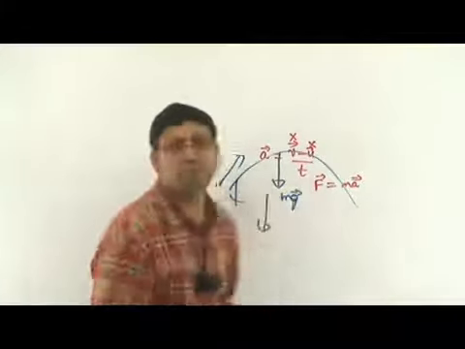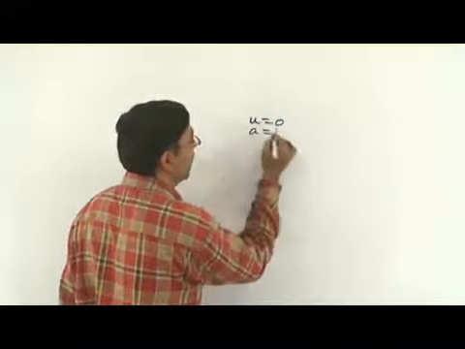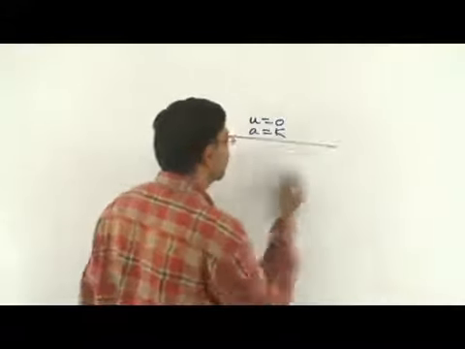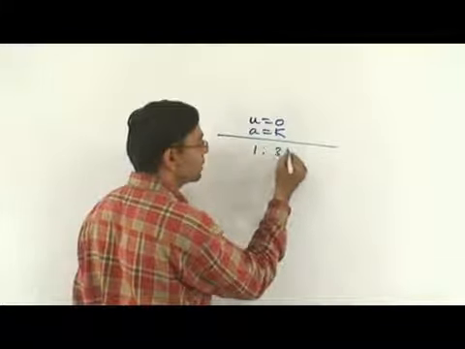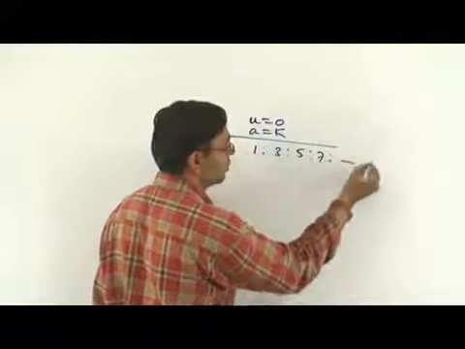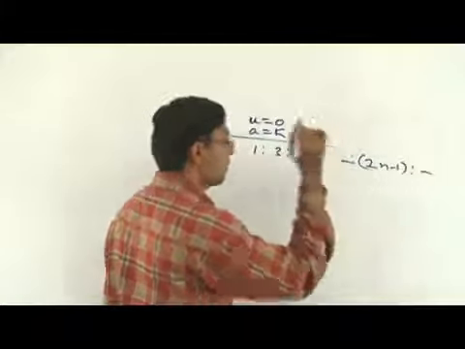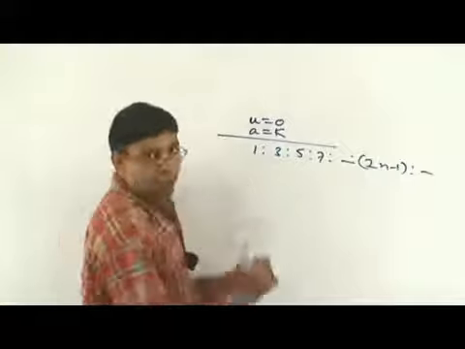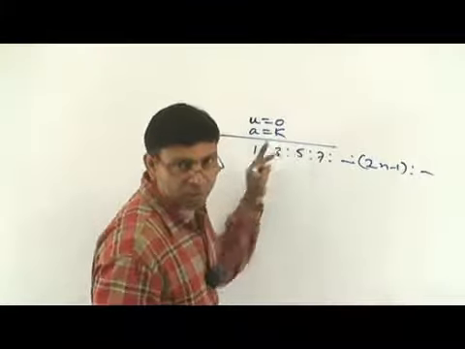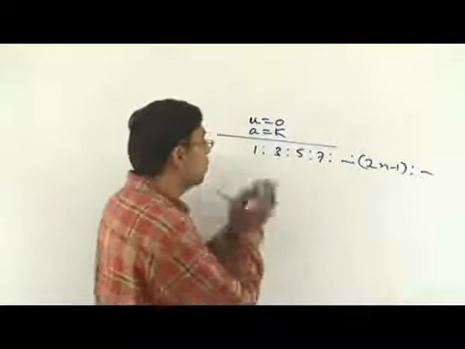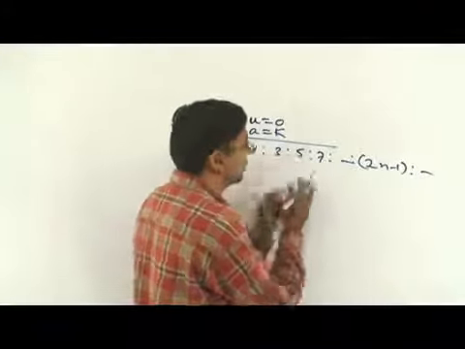Suppose a particle is starting from rest with a constant acceleration, then the ratio of displacements in successive equal intervals of time will be 1:3:5:7 and so on, odd numbers, meaning 2n minus 1. Here it need not be 1 second intervals. u is 0 and a is constant is a must. It could be first half second, next half second, next half second, or first 10 seconds, next 10 seconds, next 10 seconds and so on.